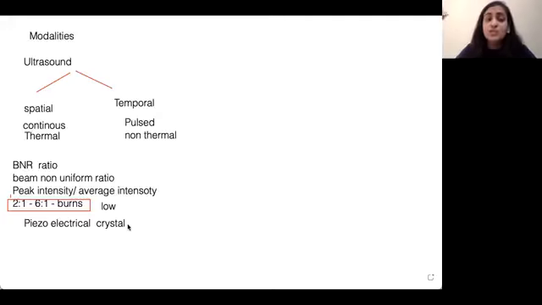So this is one important thing with your continuous ultrasound, that it is going to have a beam non-uniform ratio. It's your peak intensity to your average intensity. It can range from 2:1 to 6:1. You do not want it to exceed 6:1 because there is an increased chance of burns. The quality of the quartz crystal determines your BNR. So if the quality is good, the BNR is going to be low. If the quality is bad, the BNR is going to be high, causing burns.